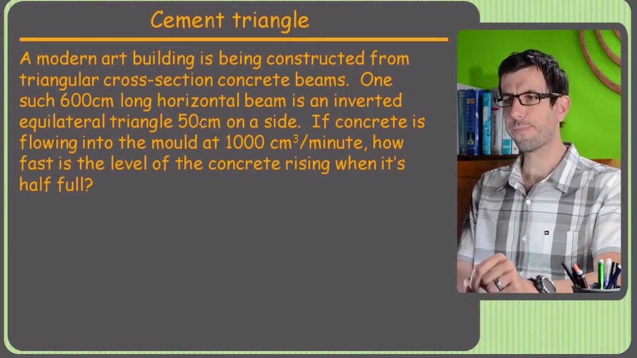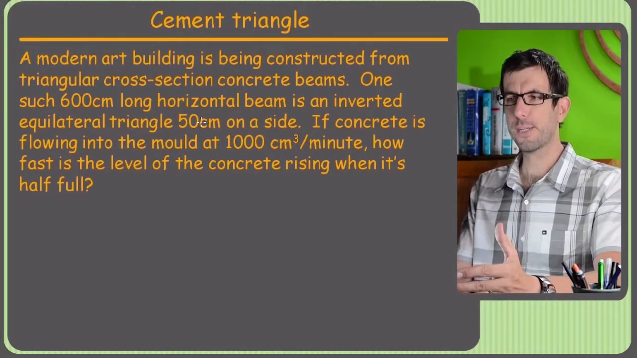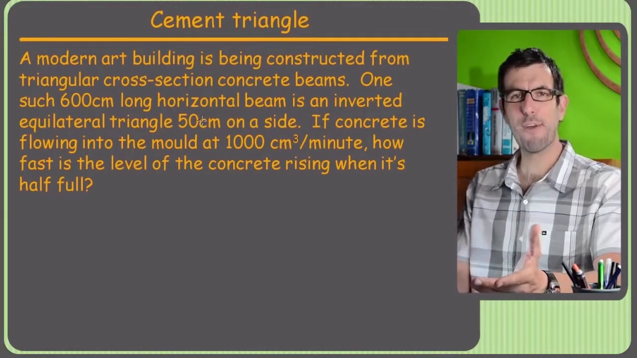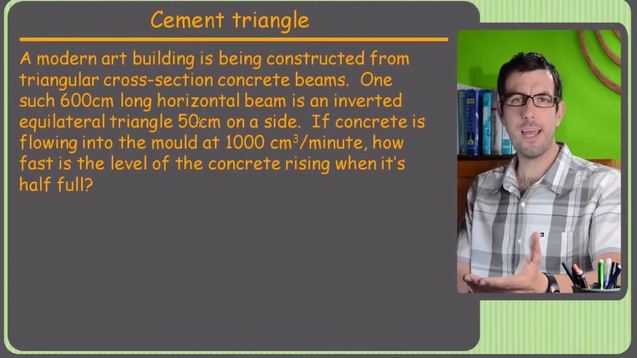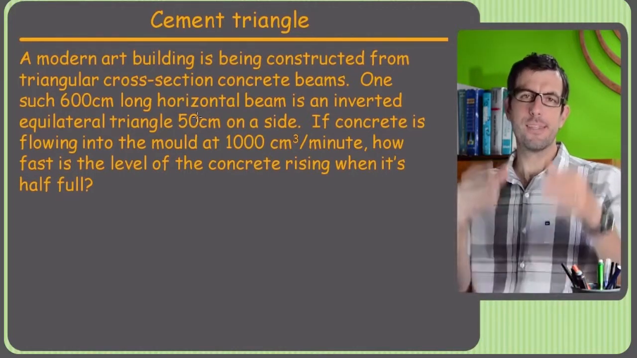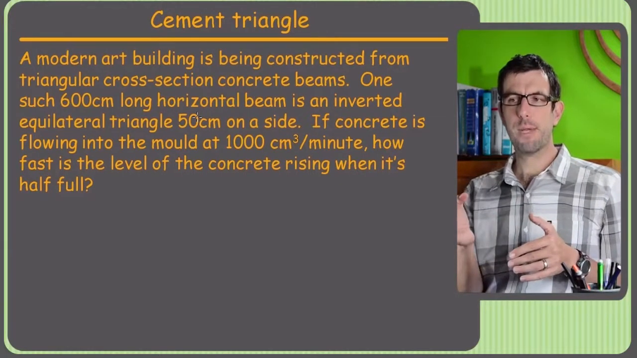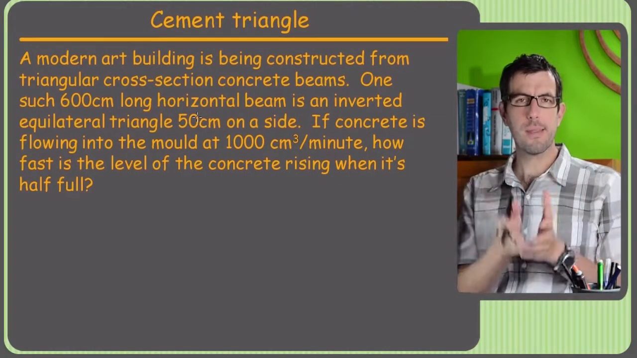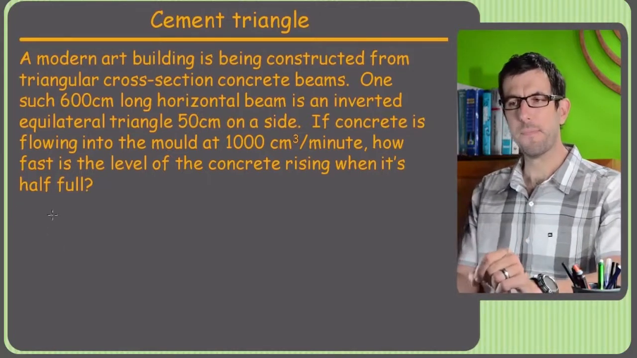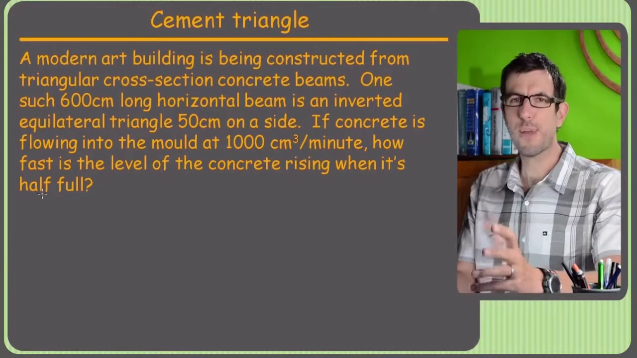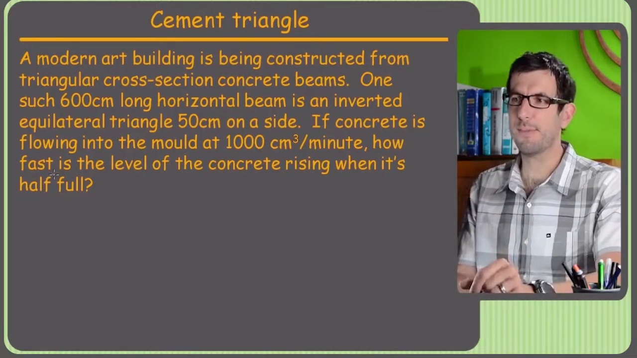Alright, last one. A modern art building is being constructed from triangular cross-section concrete beams. You see how far we have to go out of our way? Because in real life, everything's either a nice cylinder or a rectangular box or whatever. But for these related rate problems, things that don't taper or anything are really boring. So that's why you'll find that we have to cook up a lot of really crazy sounding stuff in order to come up with triangular shapes that are being filled with liquids of various types.